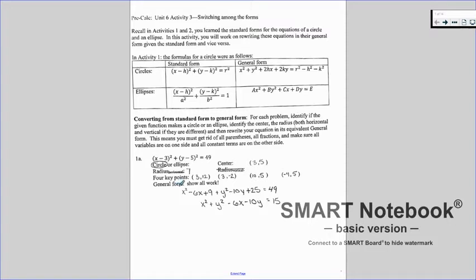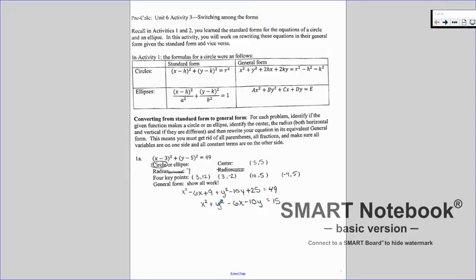And then when we put it in the general form, we need to multiply this out. So we're going to get really good at multiplying these binomials squared. We get x squared minus 6x plus 9, and y squared minus 10y plus 25 equals 49. And then we'll subtract 9 and subtract 25 from the 49, so this now becomes a 15. Typically, we put the higher degree terms first, so x squared and then y squared, and then minus 6x and minus 10y. So here is our general form for this particular circle.